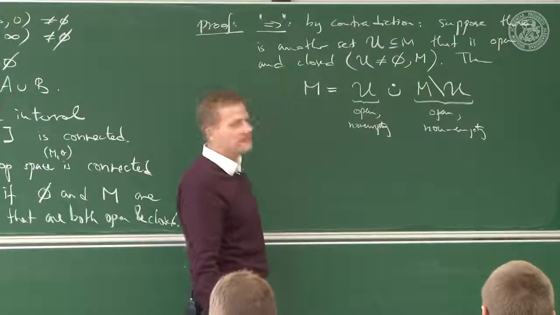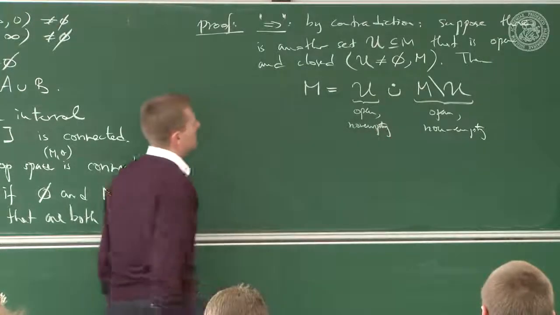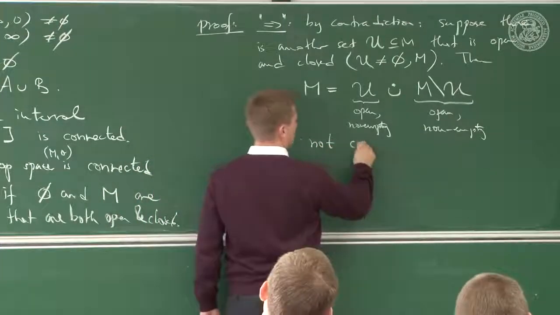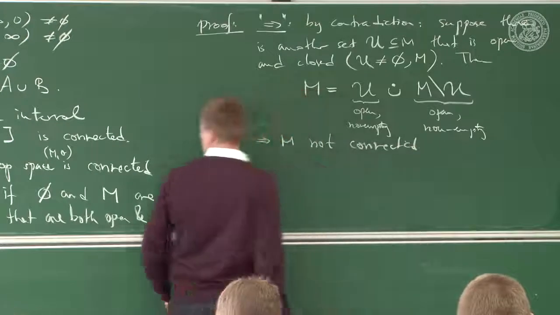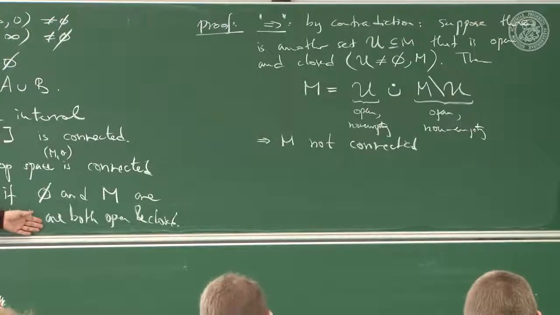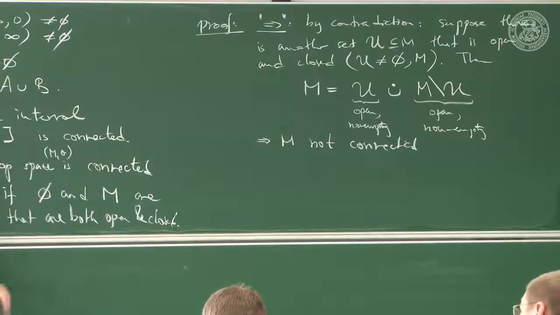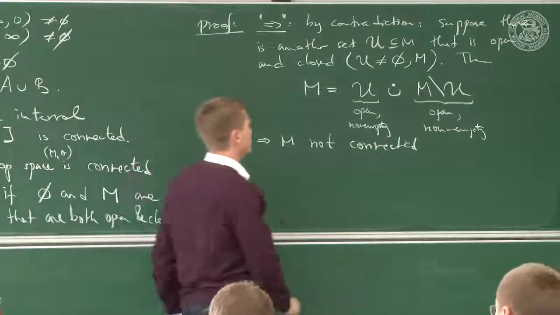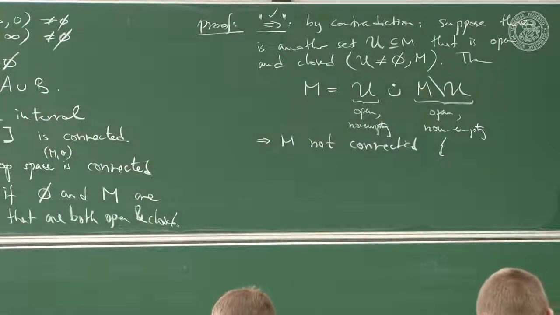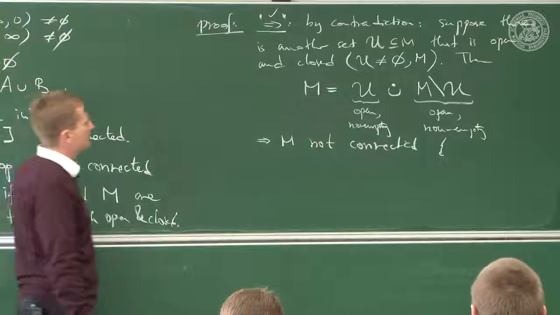So in fact, we found a decomposition into open, non-intersecting, non-empty subsets, which under the assumption means M is not connected. But it was the assumption that M is connected. We assumed the negation of the conclusion, and we obtained that it implies the negation of the assumption. That's exactly our proof by contradiction. Hence, this direction is proven. Connected implies only the empty set and M are open and closed at the same time.